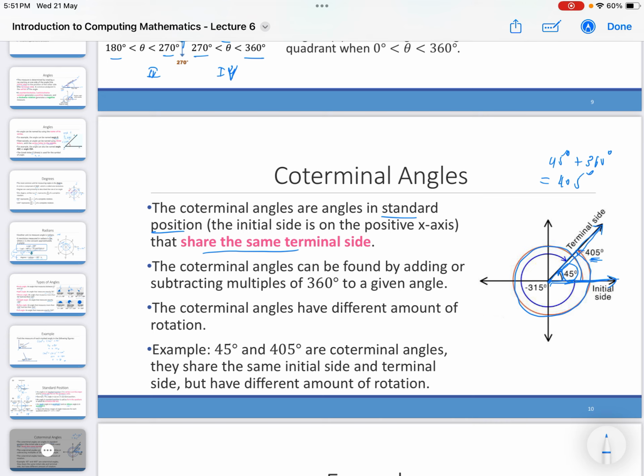So the coterminal angles can be found by adding or subtracting multiples of 360. So because we add a rotation or many rotations, or we subtract rotations, where one complete rotation is 360 degree. Okay, and then the coterminal angles have different amounts of rotation. So the first one, 45 degree, we don't have one complete rotation, but the 405 degree, we have one complete rotation. So 45 and 405 are coterminal angles. So they share the same initial side and terminal side, but have different amounts of rotation.